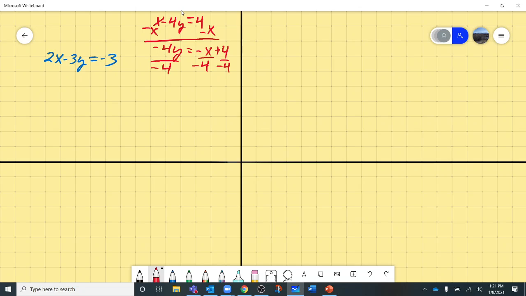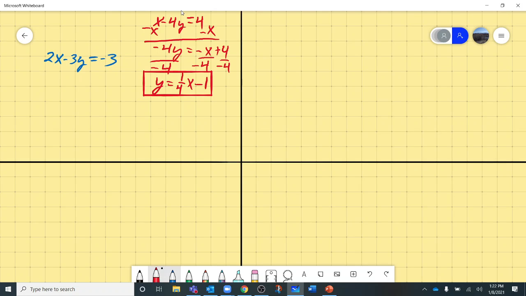Negative 4y divided by negative 4 is just y. The negative 4's cancel each other out. We have a negative over a negative becomes a positive. So we have 1 over 4 times x. And positive 4 divided by negative 4 is negative 1. Okay, so that's what our red equation is going to look like.